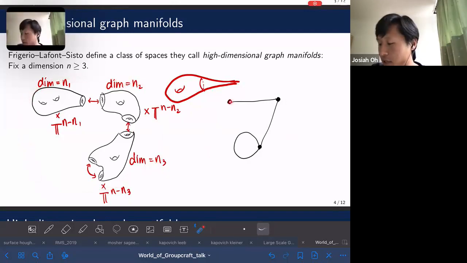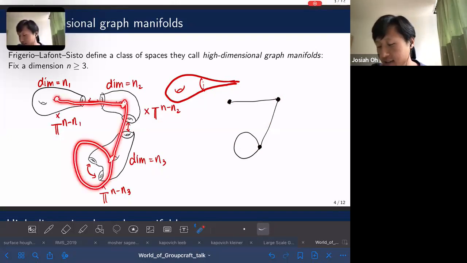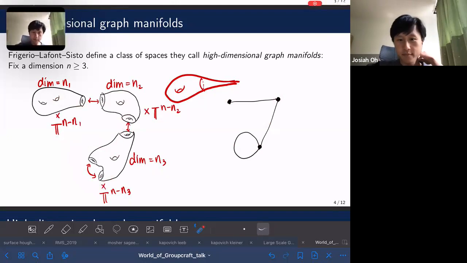In a graph of groups, you have vertex groups, so you associate to each of these vertices a group, and you associate a group to each of the edges as well. I hope it's clear, the underlying graph structure of this graph manifold. So this is the object that these three people studied, and they proved a bunch of rigidity results about these spaces. The thing I want to tell you about is their theorem about the QI rigidity of these things.